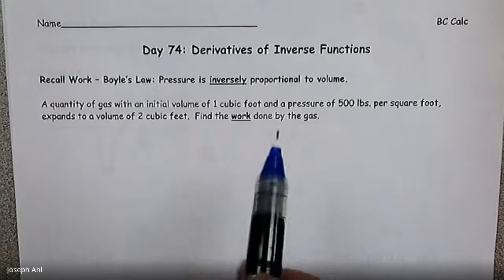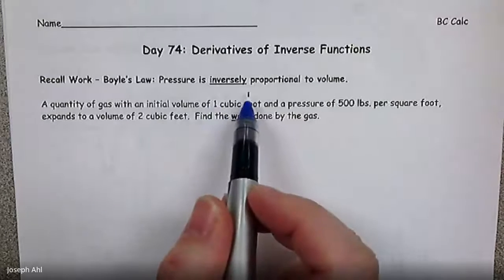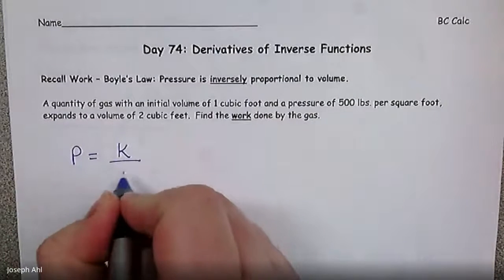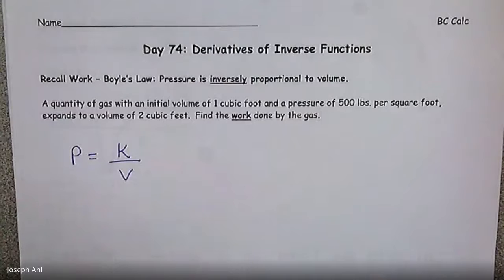So just to help you get set up initially here, if pressure is inversely proportional to volume, then the pressure is equal to some constant K divided by the volume. Directly proportional would be K times V in this case, but inversely proportional, we get K over V. So we know, just like we've done in other work examples with Hooke's law, we have to find the value of K first. Once you find the value of K, then you can set up a definite integral to determine the work. So go ahead and try that one.